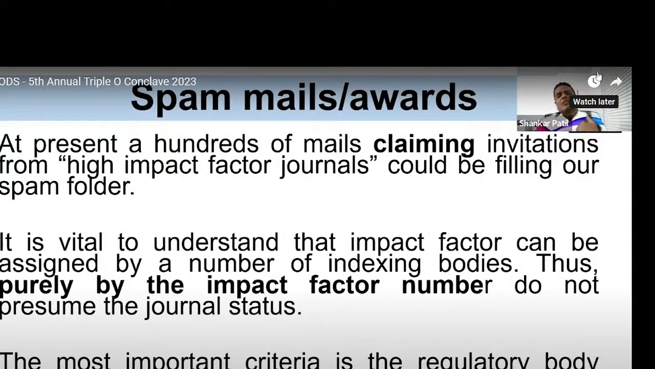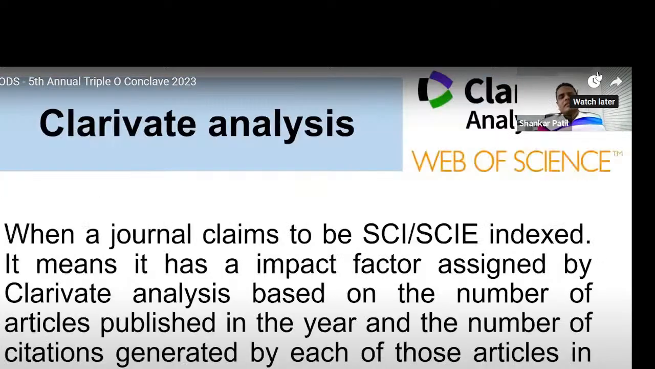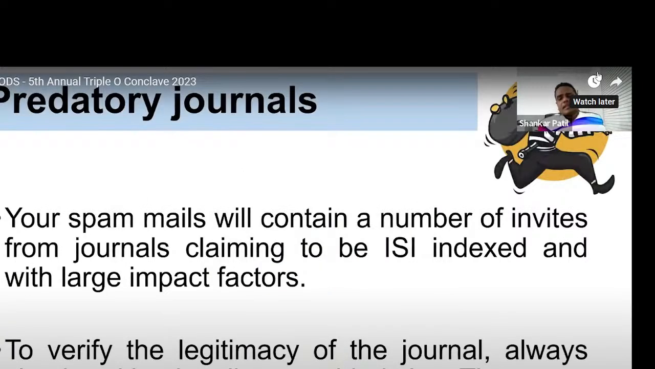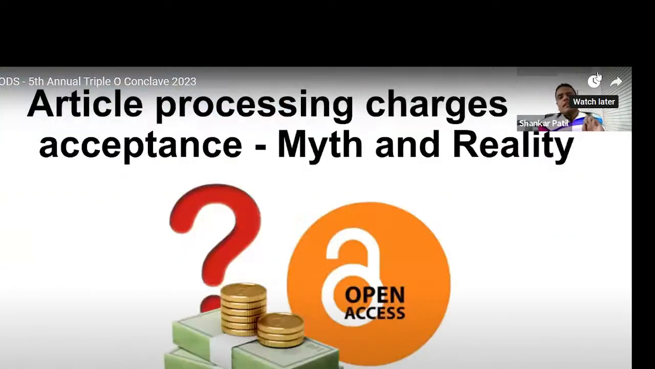Spam mails, nowadays you get a lot of spam mails about submitting your articles, saying you are being awarded and all. Don't believe all those theories. Okay. And try to publish articles in Science Citation Index or Science Citation Index Expanded journals. Clarivate Analytics. Be careful about predatory journals. Okay. So predatory journals, please don't submit because they will claim that they have an impact factor and all. Please don't believe. Always go to Clarivate Analytics and check the impact factor.